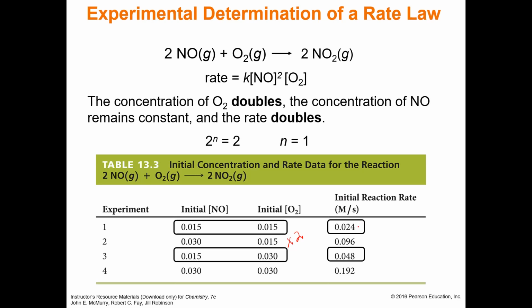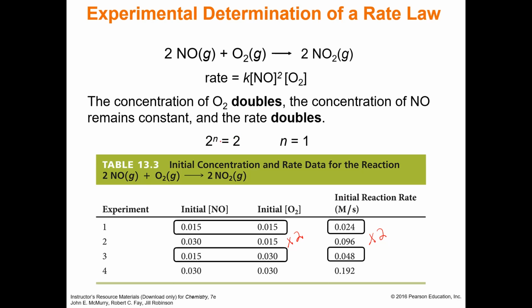Look at what happens to our reaction rate. We go from 0.024 to 0.048. So we doubled our reaction rate. So in this case, when we double the concentration of O2, we double the reaction rate. Well, the only thing the exponent can be here is 1, because if it were any higher than 1, this would not equal 2.